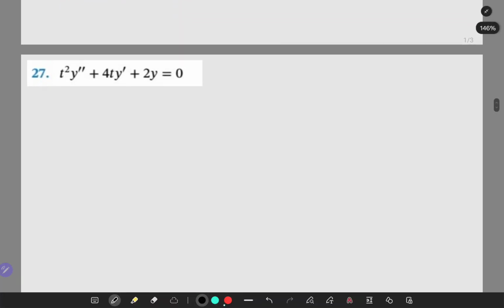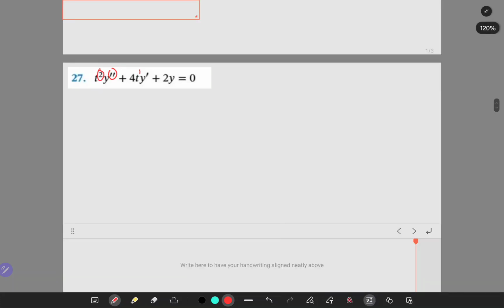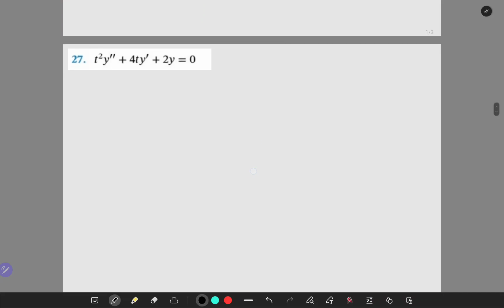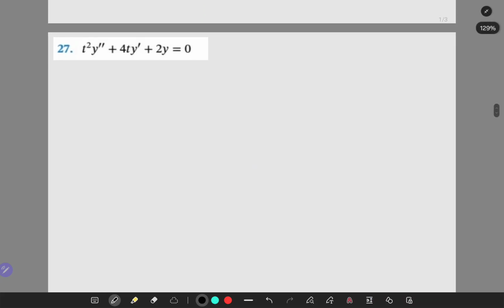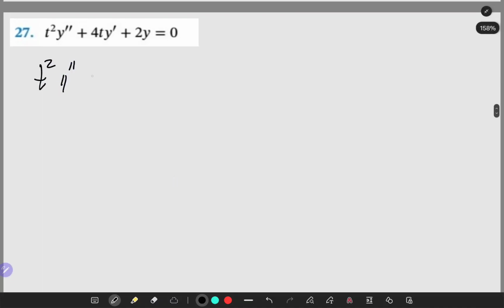You can see here, t squared, double prime, right? It's an Euler equation. Oops. So first things first, let me get my notes. Okay, so we have t squared y double prime plus 4t y prime plus 2y is equal to 0.